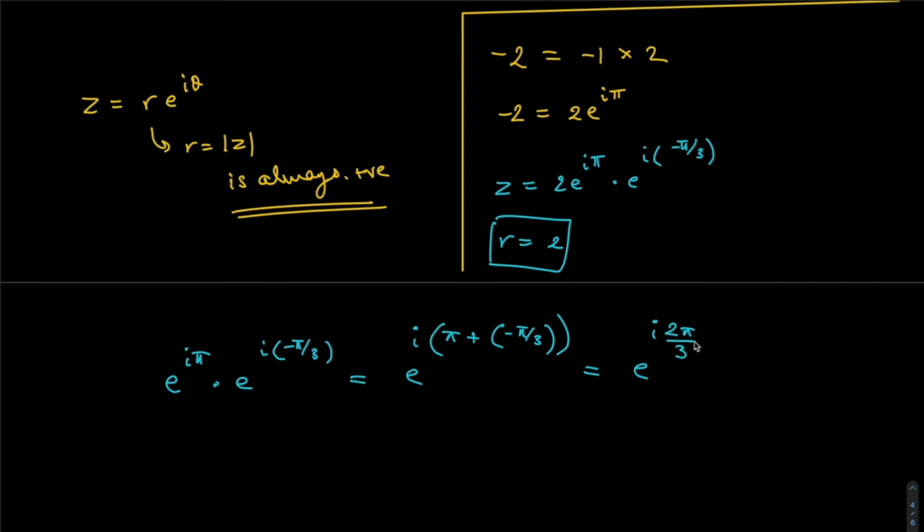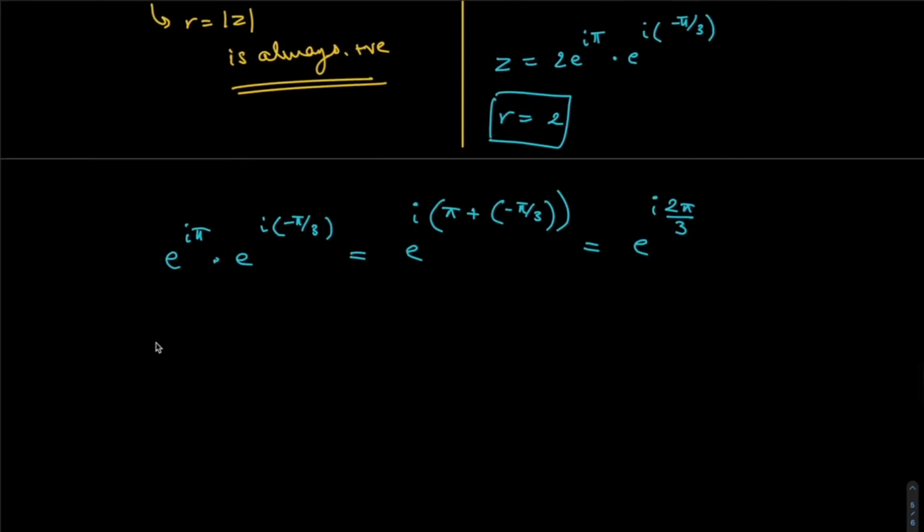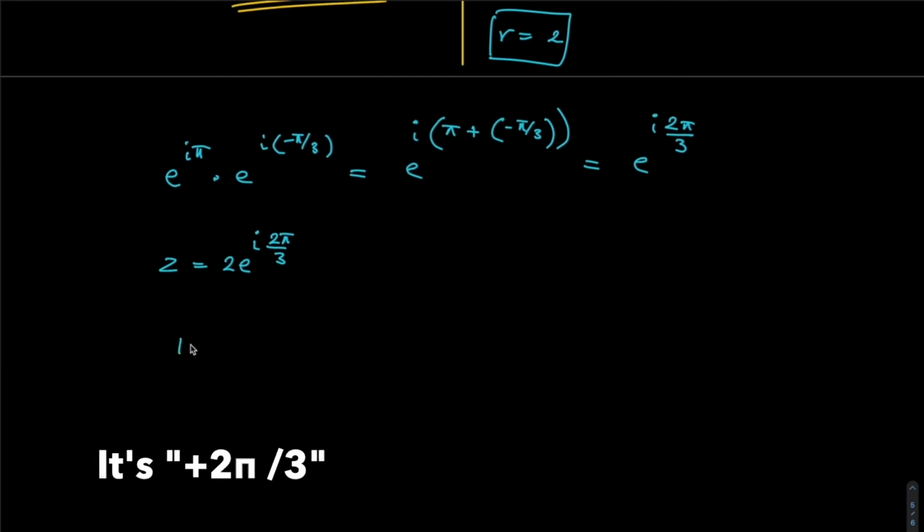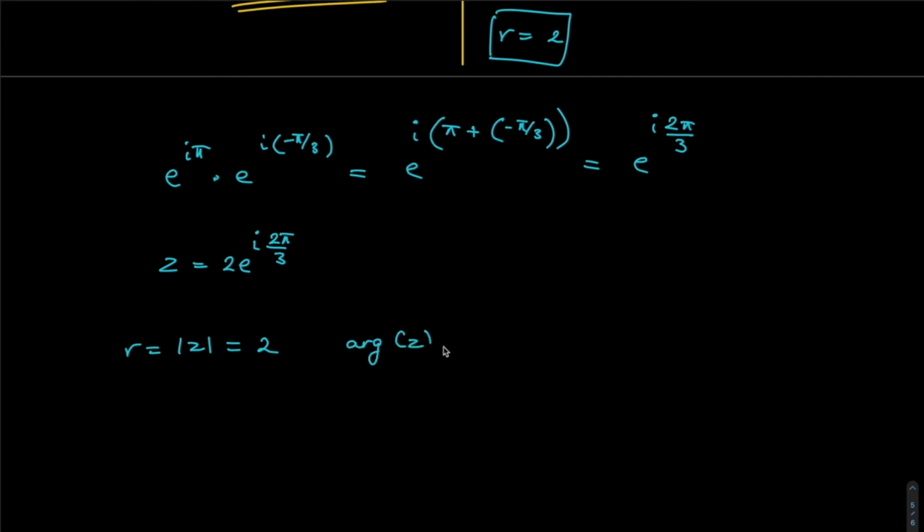So now this is our final result. Our final complex number can actually be written as 2 e raised to the power i 2 pi by 3. And so here, our modulus, our r, is actually 2, and our argument of z is actually 2 pi by 3.